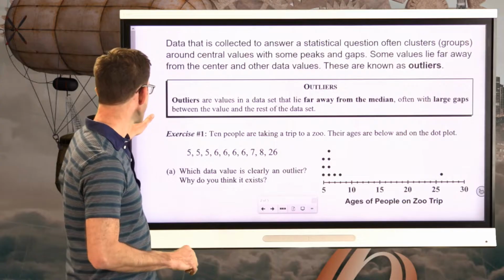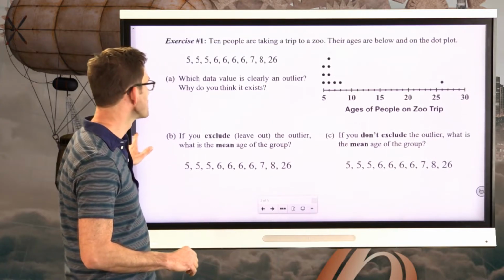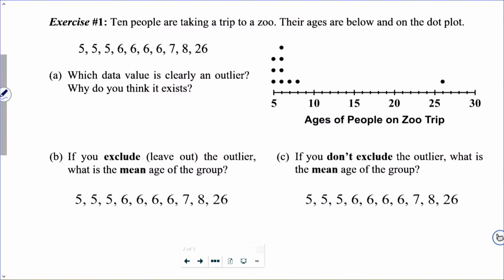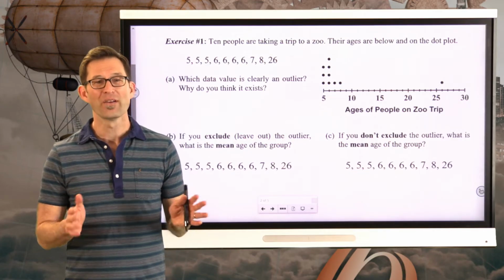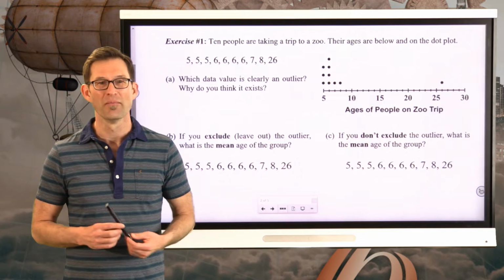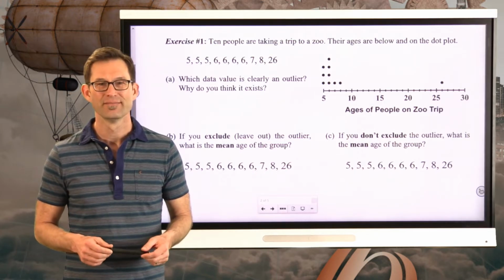So let's take a look at exercise number 1. 10 people are taking a trip to the zoo. Their ages are below and on the dot plot. Letter A, which data value is clearly an outlier? Why do you think it exists? Why don't you go ahead and take a look at this problem and see if you can answer letter A.